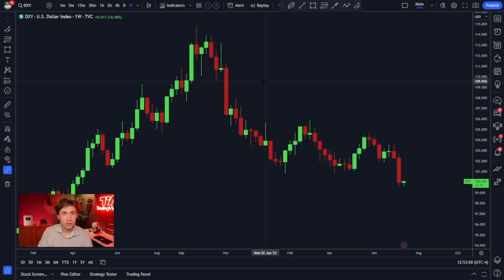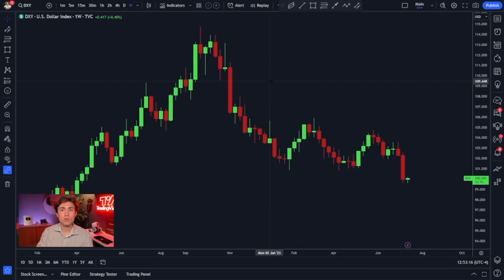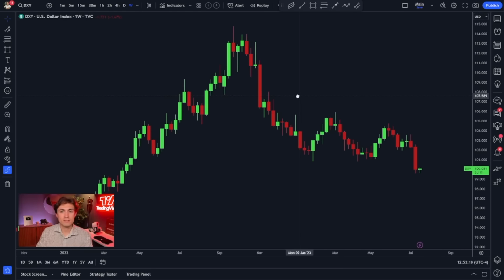Now, I can already hear it. Some people are saying, Nick, sometimes gold and the dollar move up at the same time. And that is true. So please understand this is not a certain, every single time 100% guarantee, but it is a general rule of thumb. Usually we do see prices move inversely to one another when it comes to the US dollar and gold.